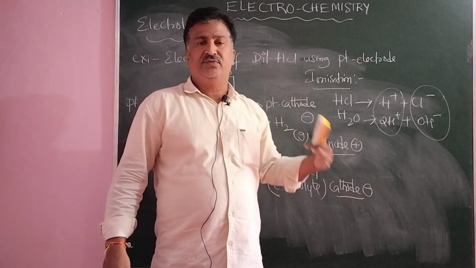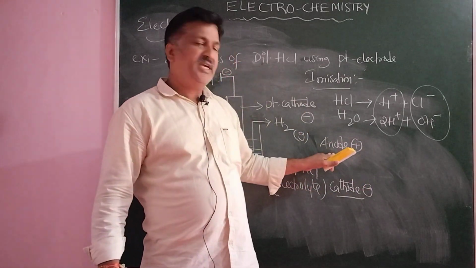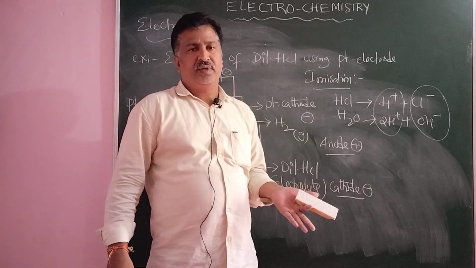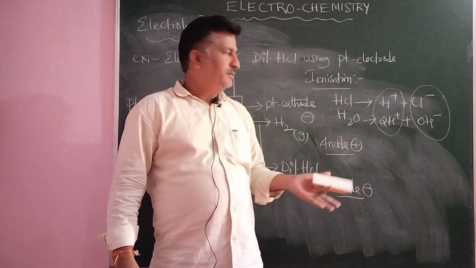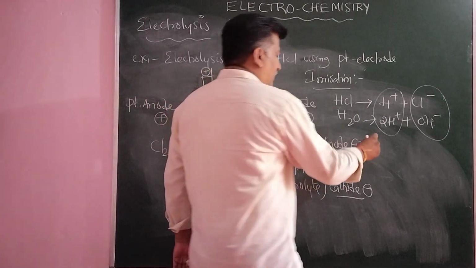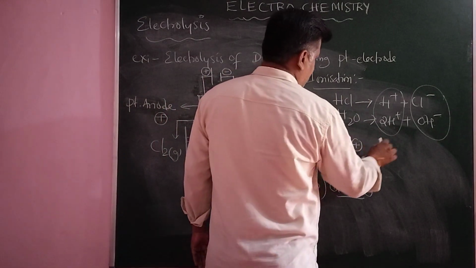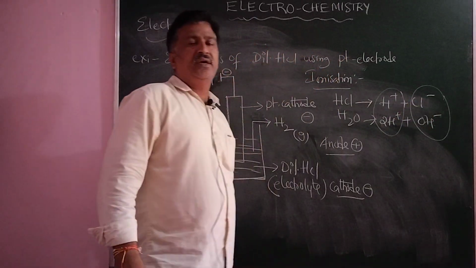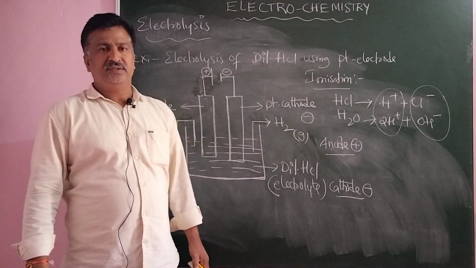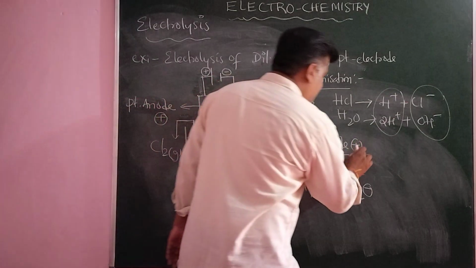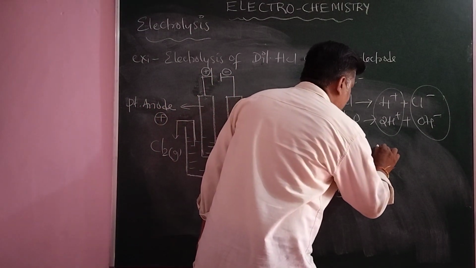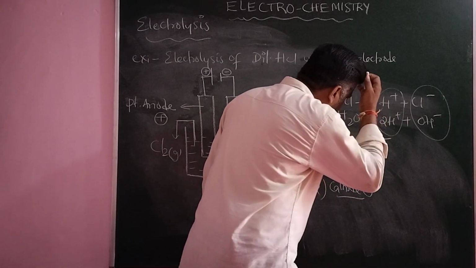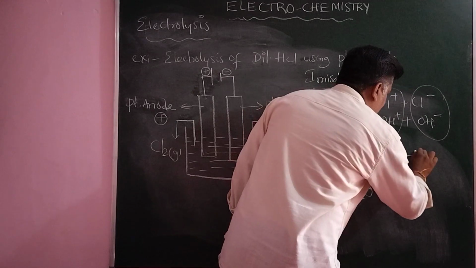Among these two anions, which anion will be discharged at the anode? That depends upon the preferential discharge theory, or it depends upon the lower discharge potential. Among these two anions, chloride ion is having a lower discharge potential, so therefore it gets discharged at the anode, undergoing oxidation.